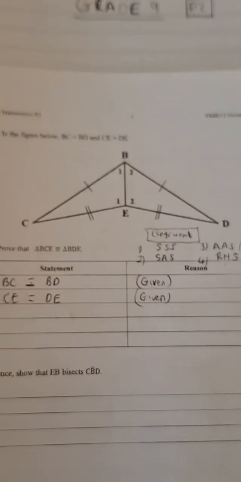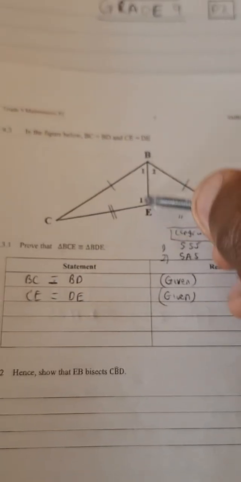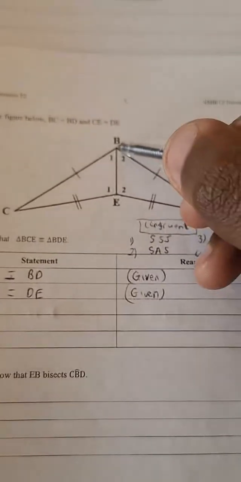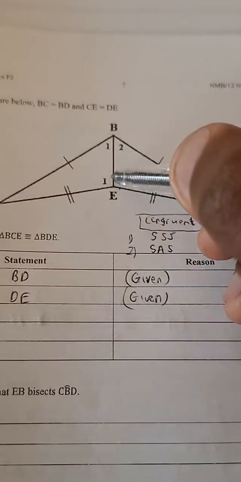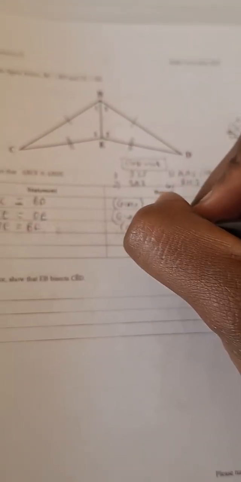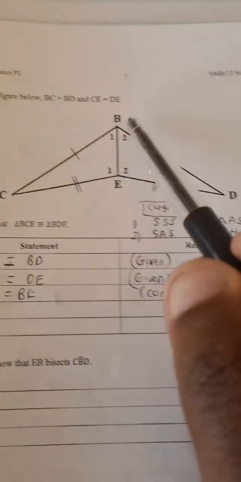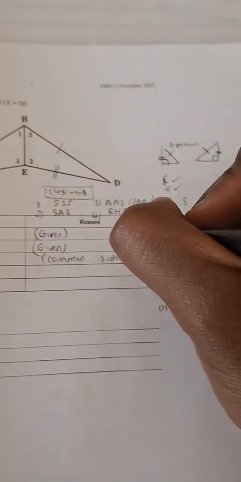Okay. Then the last thing, BE for this triangle is the same BE for that triangle. So what do we call that? We call that a common side. So I can say BE is equal to BE. What's the reason? Common side. Okay. Now, BC is equal to BD. That was my 1S.